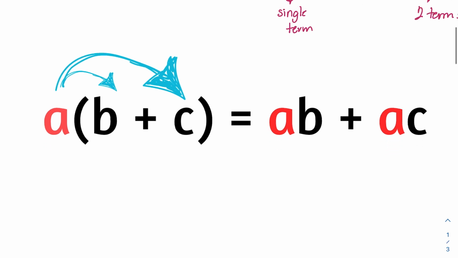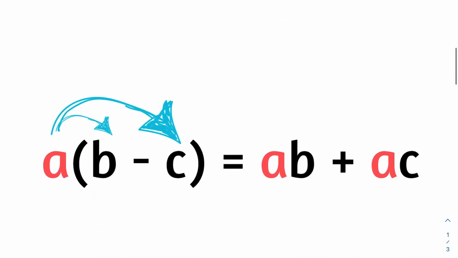The same thing can be said if we have subtraction. The only difference is that we are going to get A times B minus A times C. So we're going to get a subtraction there instead of an addition sign.